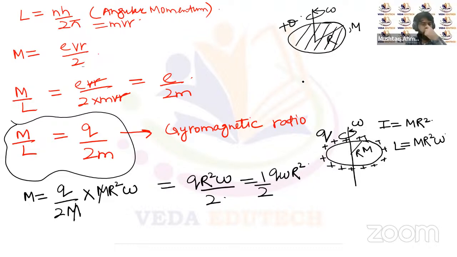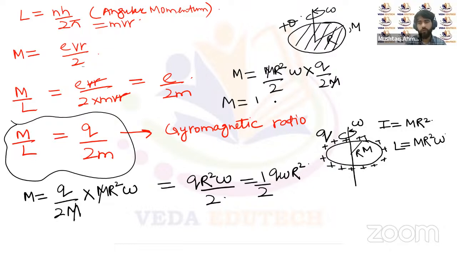We can find the magnetic moment using the gyromagnetic ratio. That magnetic moment will be the gyromagnetic ratio times L. The value of L here is mr square by 2 into omega, multiplied by the charge q upon 2m. So from here m and m will get cancelled, and we'll be left with 1/4 of q omega r square. So this is the magnetic moment of this disk revolving with angular velocity omega.